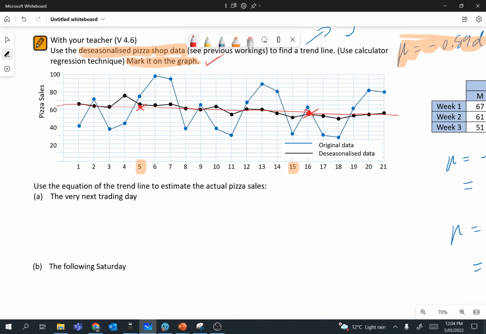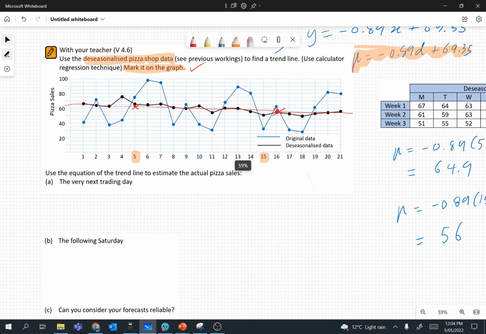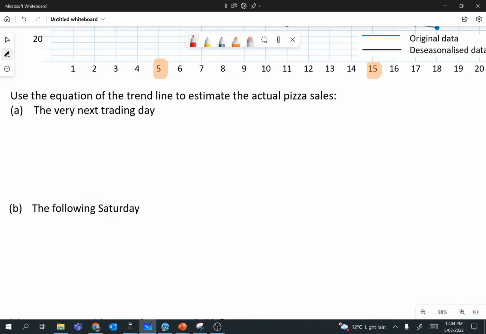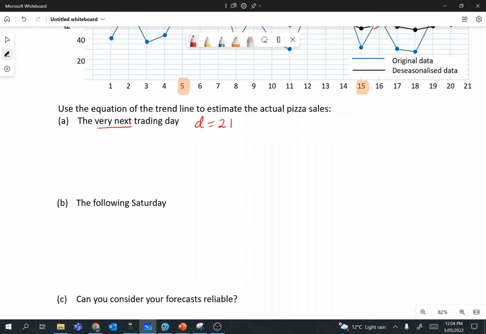Okay, so now we're asked to make some forecasts. We're actually going to get to do some forecasts now. So, the very next trading day. Well, that means that we're up to day D equals 21. Beg your pardon, D equals 22. Sorry, so the final Sunday was 21. The next trading day is day number 22. Okay, so I'm going to substitute that into the equation and predict or forecast the number of pizzas that this pizza shop is going to sell that day.